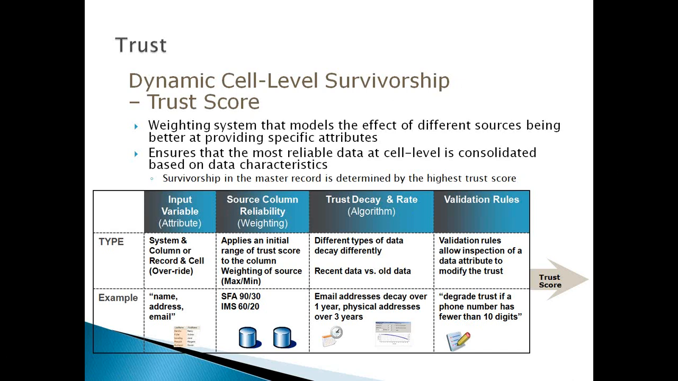The first scenario is when we merge two or more records, or when we send an update for any particular record. So these are the two scenarios when the trust and validation rules are applied.